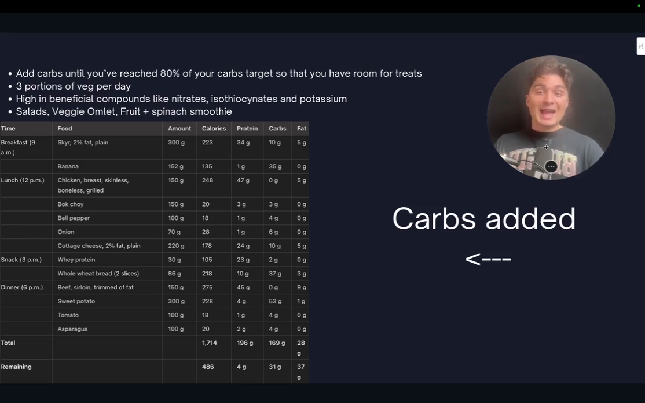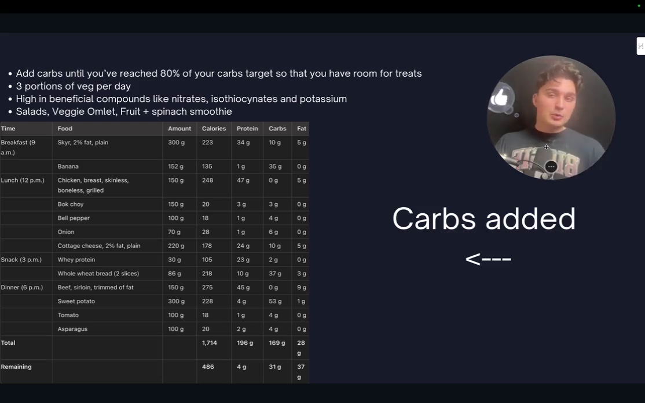So my advice is to add your carbs until you've reached 80% of your carb goal. Remember how to calculate your carb goal. Once you know your 100% goal, calculate your 80% goal and make sure to allocate nutritious carbs 80% of the time. And then you make 20% room for your treats.